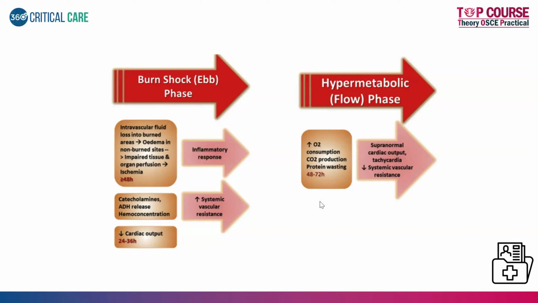Because of the initial phase, the body goes into a shock-like state, and as a responsive event, it releases catecholamines and ADH, and causes hemoconcentration. Because of the earliest phase in shock, it leads to decreased cardiac output between 24 to 36 hours. In the flow phase, that is the second half of it, it causes a hypermetabolic state. It causes an increase in oxygen consumption, carbon dioxide production, and protein wasting. This usually is the recovery phase, wherein tissue regeneration processes would have started, and a catabolic state sets in.